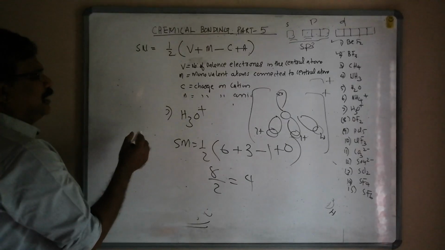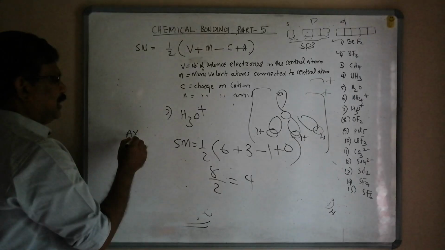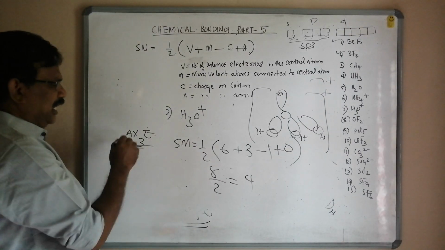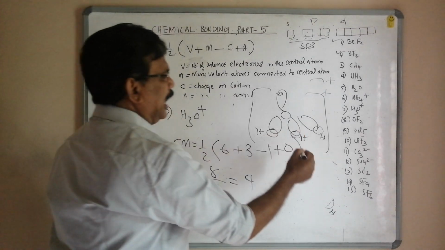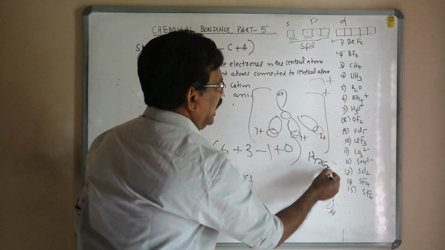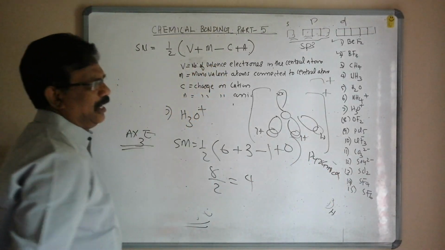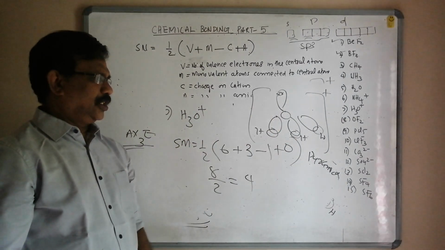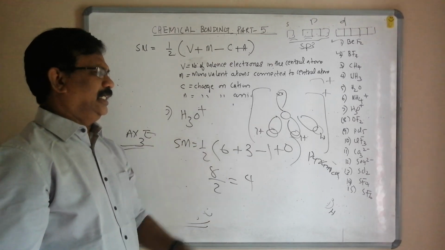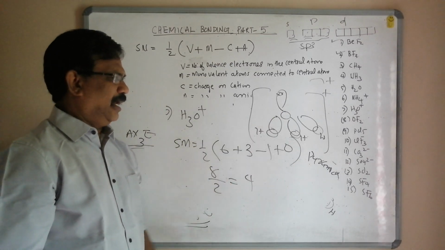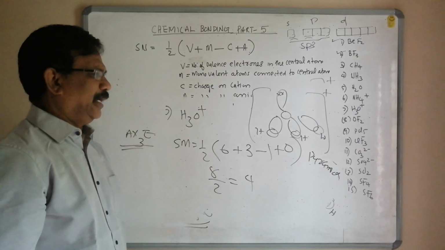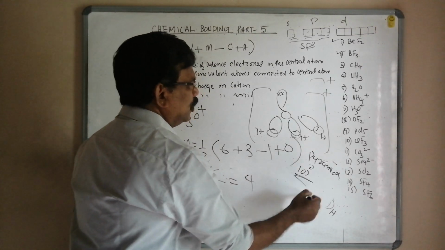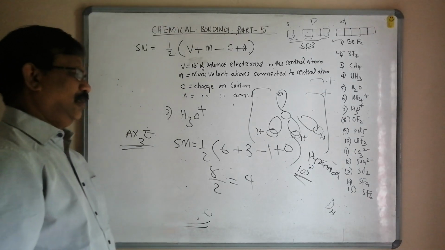So this is AX3E type, like ammonia, NH3. So the shape is pyramidal. Oxygen is under sp3 hybridization. The expected shape is tetrahedron, the actual shape is pyramidal due to the presence of a lone pair, and the bond angle is not 109 degrees due to lone pair bond pair repulsion.